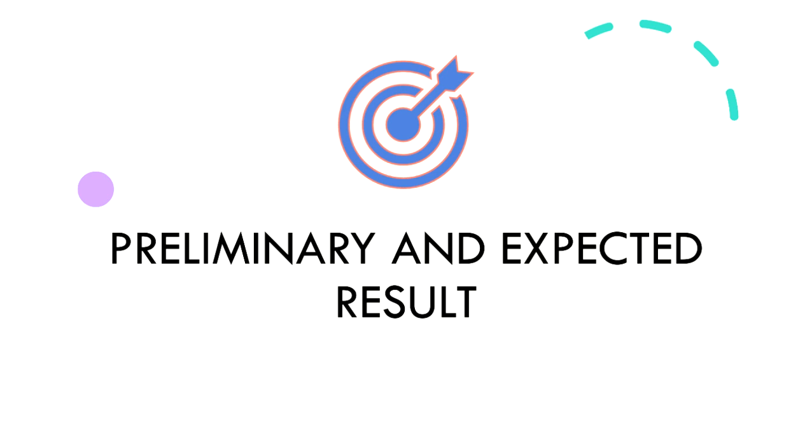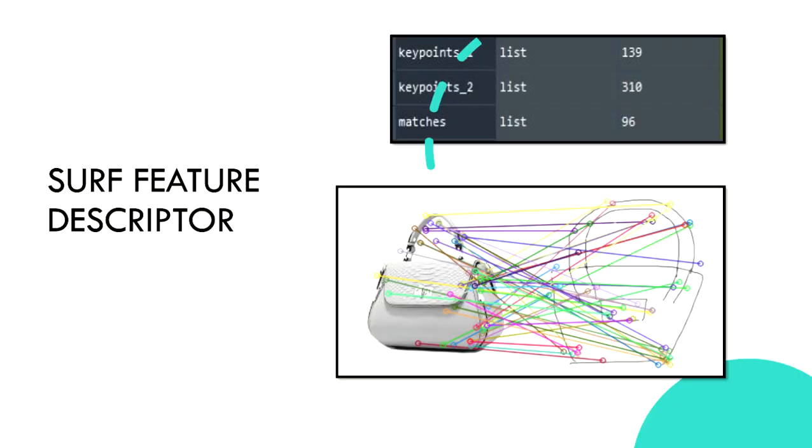So this is the expected and preliminary result obtained from this FYP one. The first one I use is the SURF feature descriptor. For the SURF feature descriptor, I use the handbag images. From the result, you can see that it detects from the sketch image to the real object image. The line is the key point detected, and it matches where the shape key points are detected.